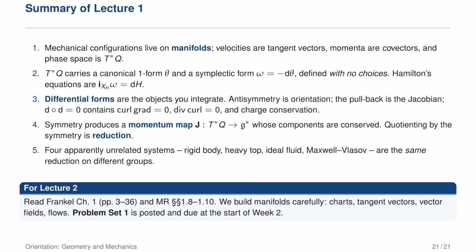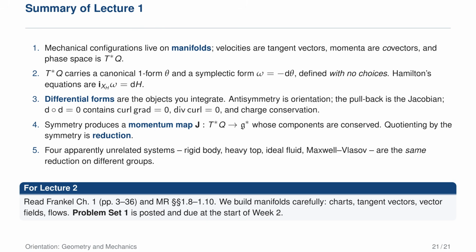Let me summarize the 5 things to take away from today. 1. Mechanical configurations live on manifolds. Velocities are tangent vectors, momenta are covectors, and phase space is the cotangent bundle. 2. The cotangent bundle carries a canonical one-form theta and a symplectic form omega equal to minus d theta defined with no choices at all. Hamilton's equations are the interior product of XH with omega equals dH.